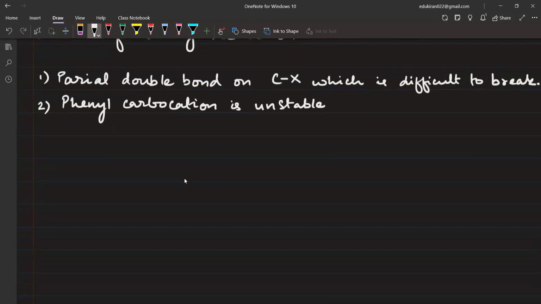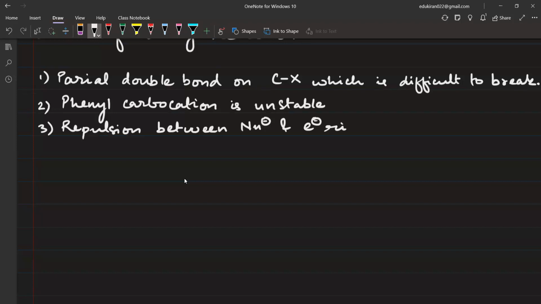Phenyl carbocation is very unstable. Then third point, repulsion between nucleophile and electron-rich benzene ring.